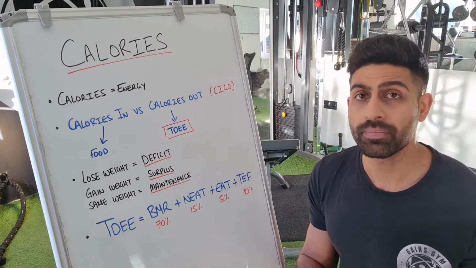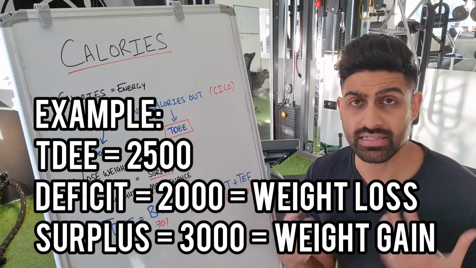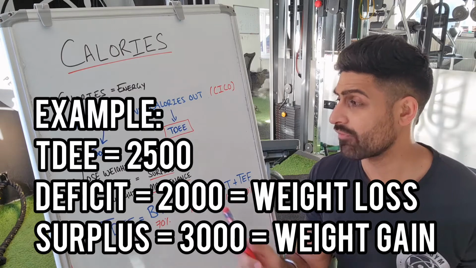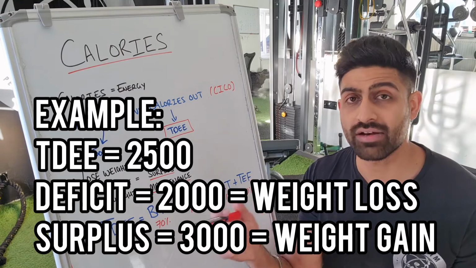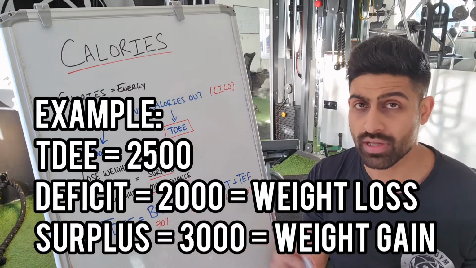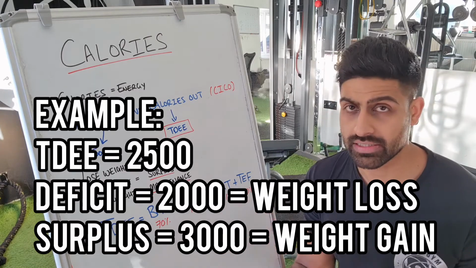So as an example, let's just say my TDEE, my maintenance calories, are 2,500 calories. Now, if I wanted to lose weight, I would need to eat less than that. So I'll go for 2,000 calories to lose weight. And if I want to gain weight, I would eat more than 2,500. So I'll eat 3,000 calories to gain weight, okay?